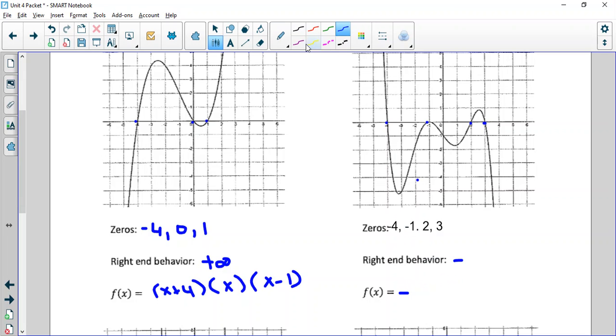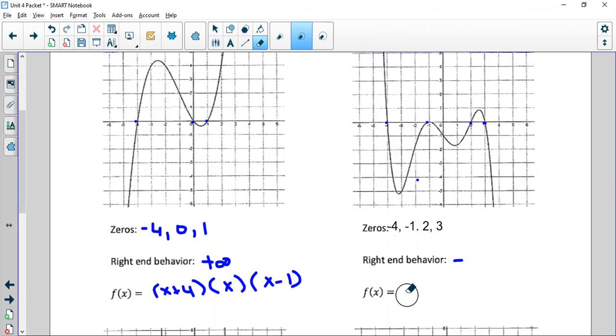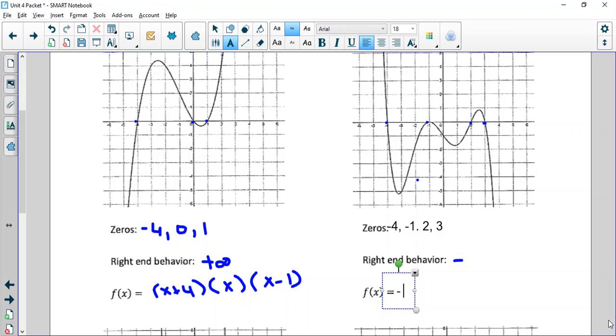Okay, so now I'm going to type it. This pen is not really working. So you have here negative, and then x plus 4, x minus 1, sorry, plus 1, x, that's a positive 2, so I'm going to have to write x minus 2, and then x minus 3.